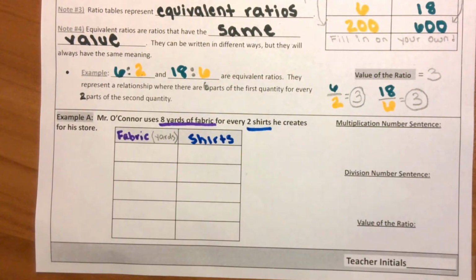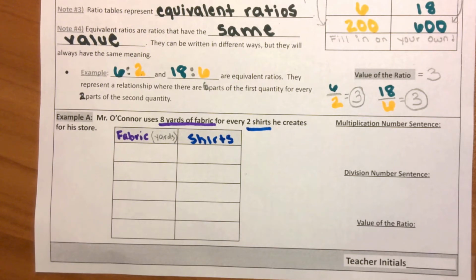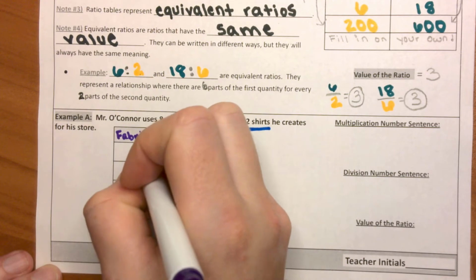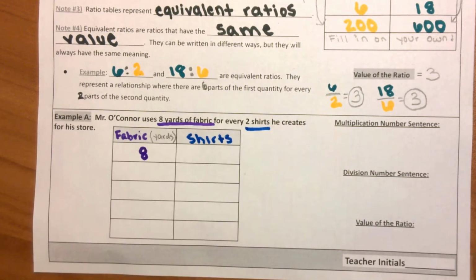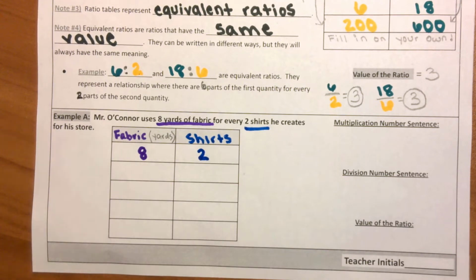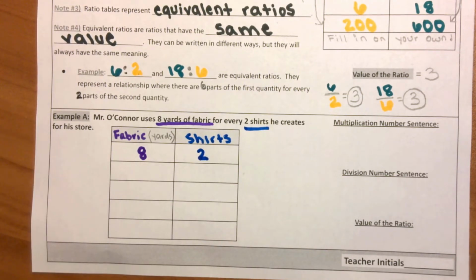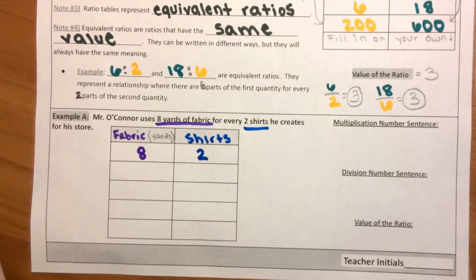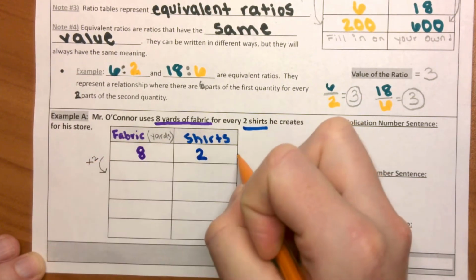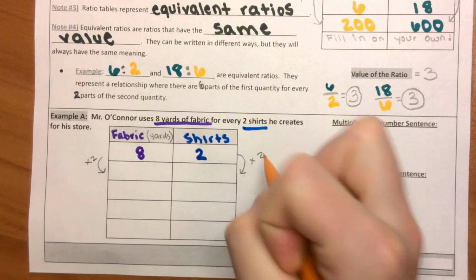Our next step is to write the ratio that we're given. So we know 8 goes with fabric, so we can label that first. And 2 goes with shirts. So now we can just continue filling in this ratio table. If I doubled it, 8 times 2 is 16, and 2 times 2 is 4.